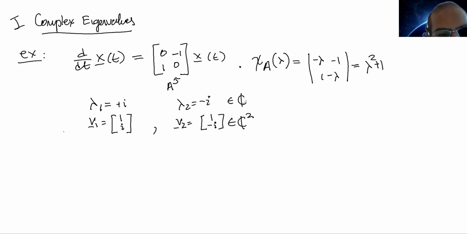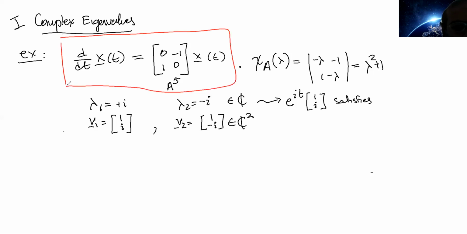Now, we wanted to find a solution to this differential equation. The thing that we discovered earlier is that if you just take exponentials of these eigenvalues and multiply by the eigenvector, then this should be a solution of the ODE, so it satisfies this equation. Let's just check that.